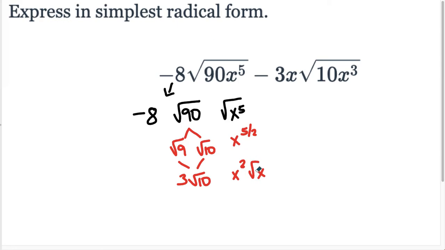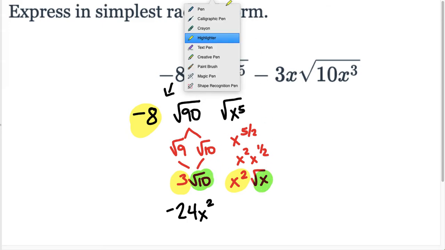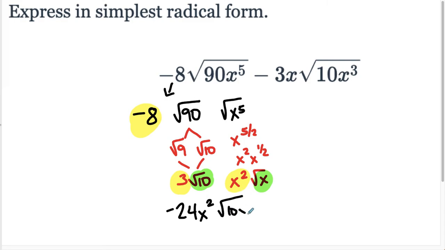Let me show you the step in between that. 5 halves is a mixed number, 2.5, so that's why it is 2 and then a half. So x squared is the new coefficient, and the square root of x is going to be your radicand. Then together in yellow, I will highlight the new coefficient. So that's negative 8, and then there's a 3 there, and an x squared there. So altogether, if I multiply them, that becomes negative 24x squared. And what's underneath the radical symbol is the square root of 10 and square root of x, so the square root of 10x is what it comes down to.